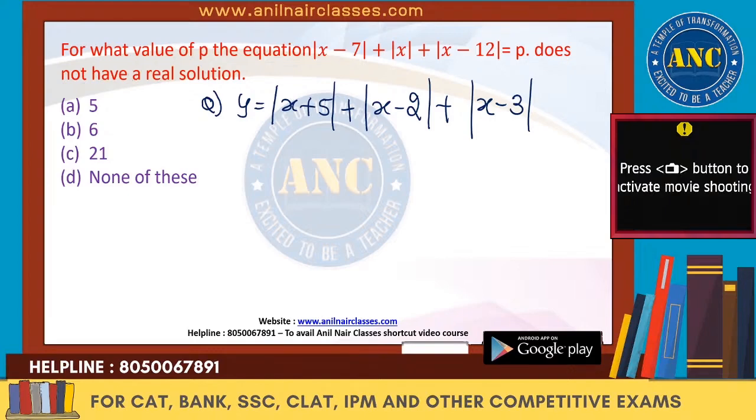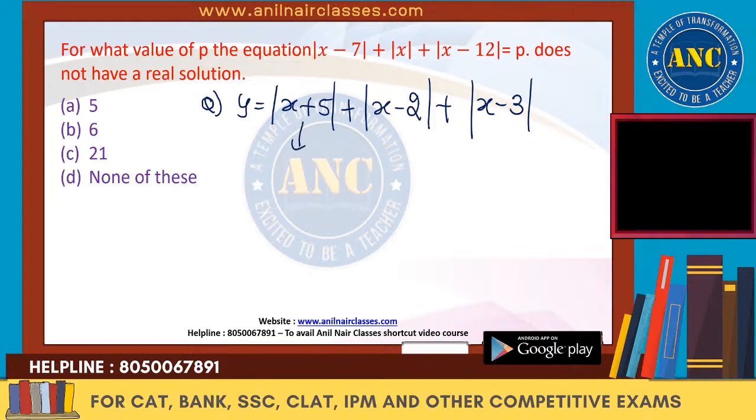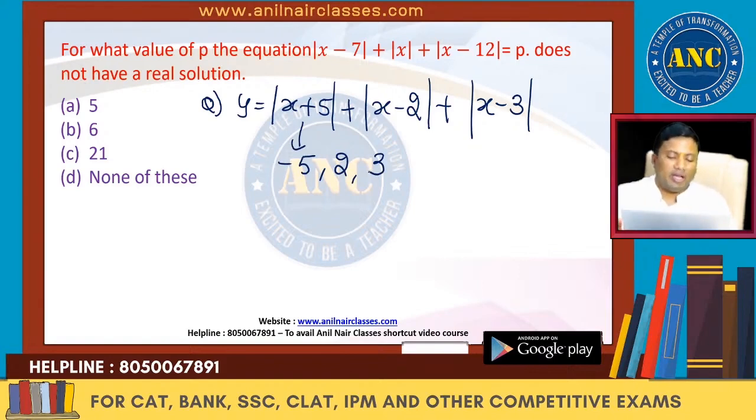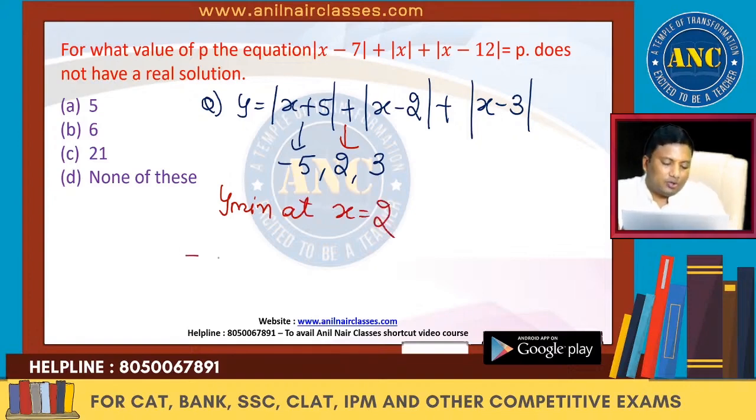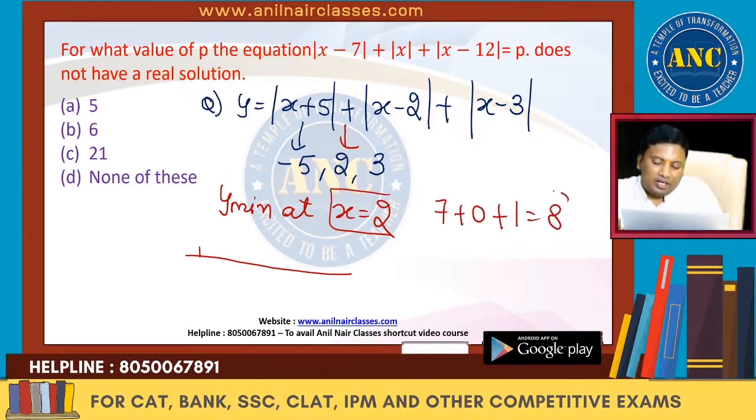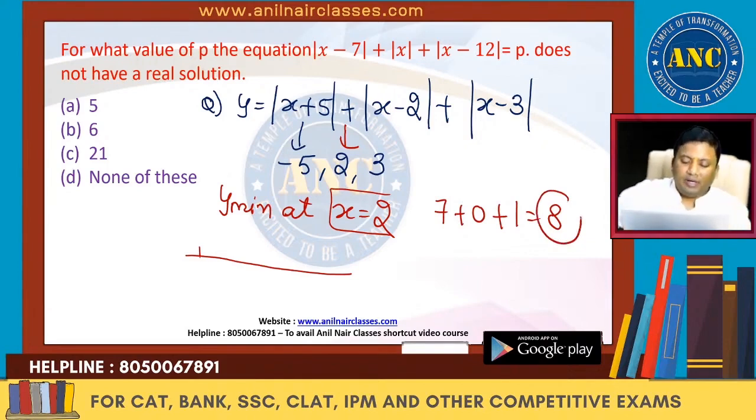Praveen, write it down in ascending order. These are nothing but minus 5, 2 and 3. Are they in ascending order? Yes. So y minimum will be at x equivalent to 2. If it is at x equivalent to 2, what is the y minimum value? 2 substituted: 7, 0, 2 minus 3, it is 1. 7 plus 1, it is nothing but 8. Y minimum is nothing but 8.